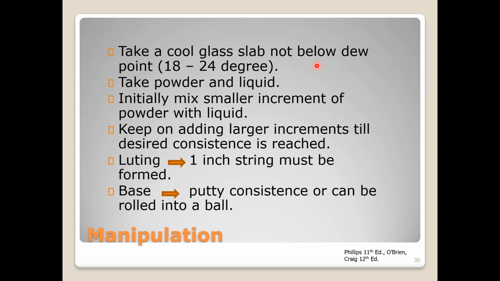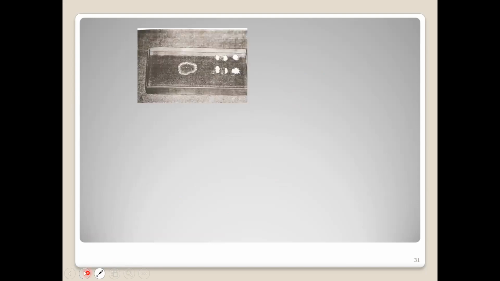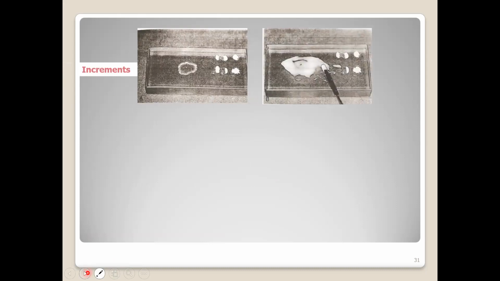Now, because it is an exothermic reaction, if you mix a lot of amount in one go, then you might shorten the available working time for you. So say this is the glass slab in which the increments have been made out of the zinc phosphate cement.